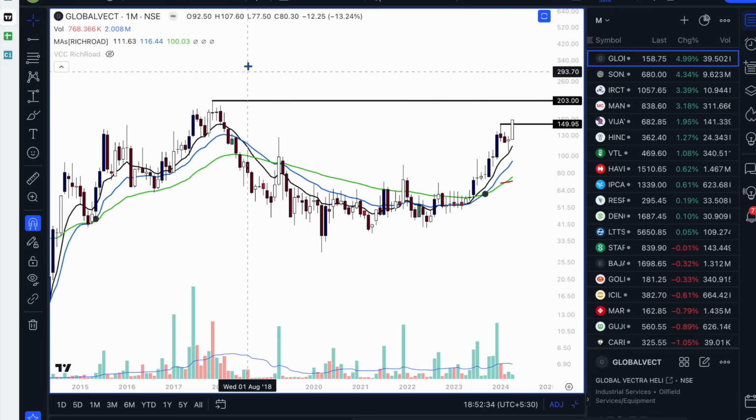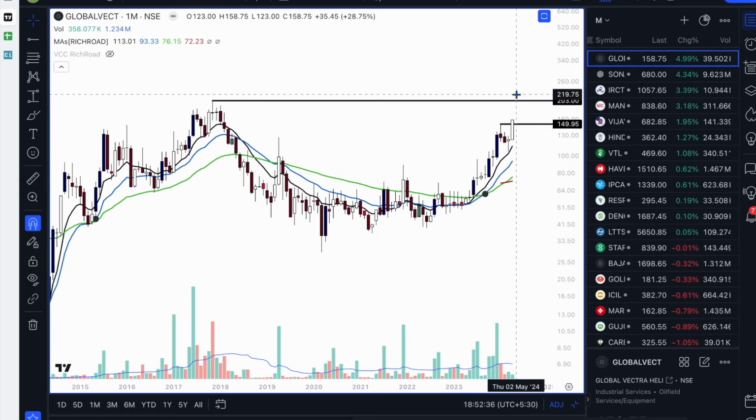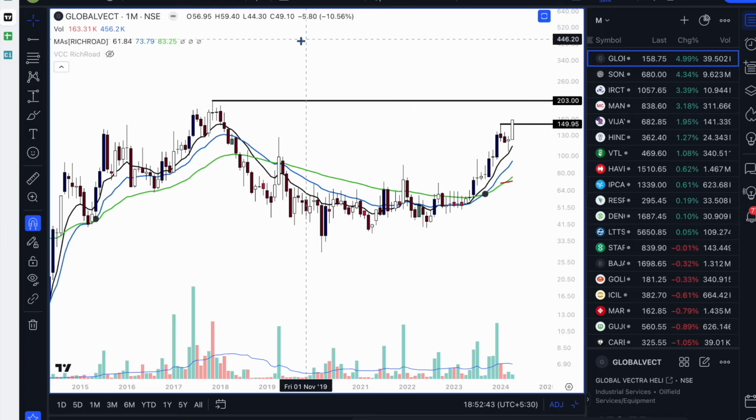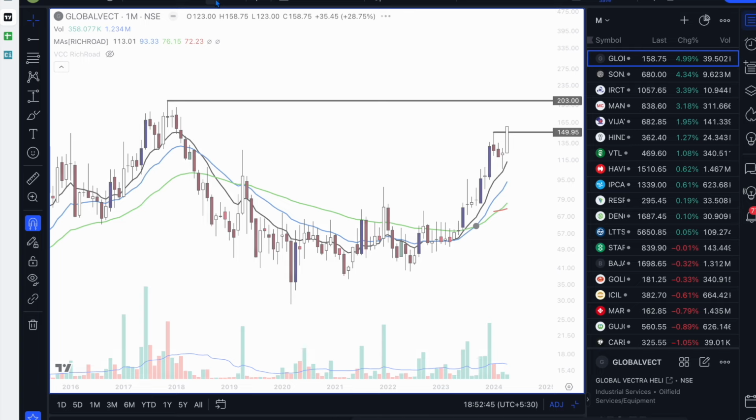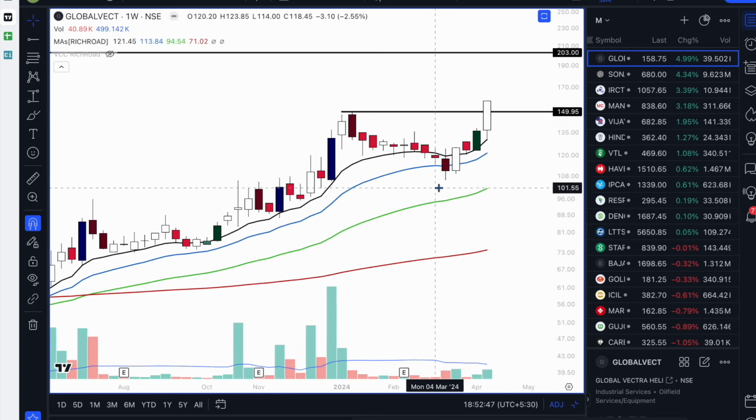Yes, there is resistance. So what may happen is the price may touch 203, and from there onwards, it may do whatever. It might go up. It might go down. How do I decide that? What do I do? Let's go on the weekly and see. Again, goes above 10 moving average and then comes back to the 10 moving average. That is where you buy.